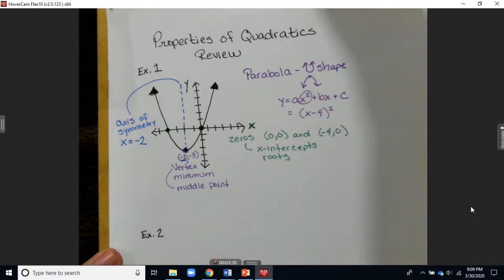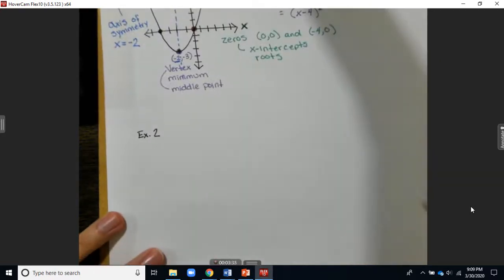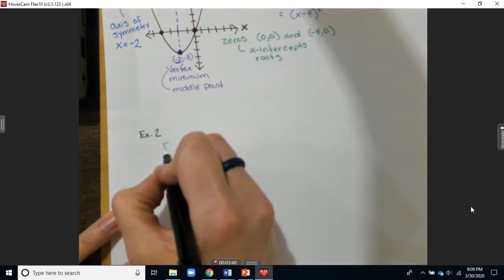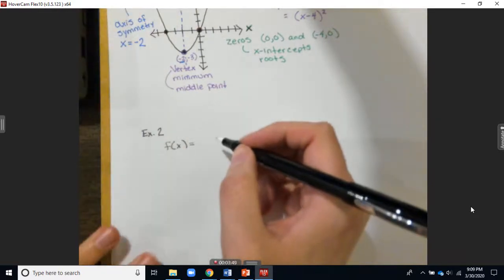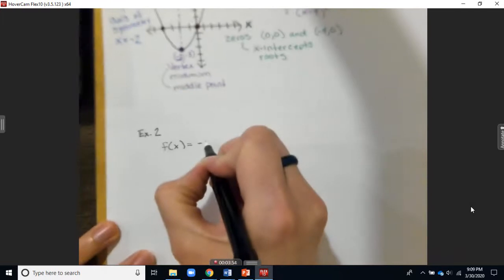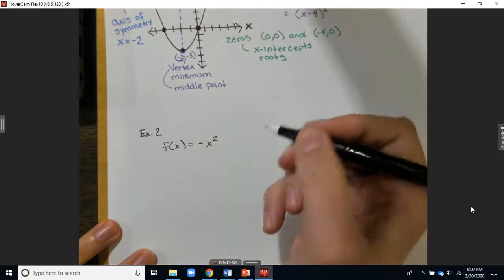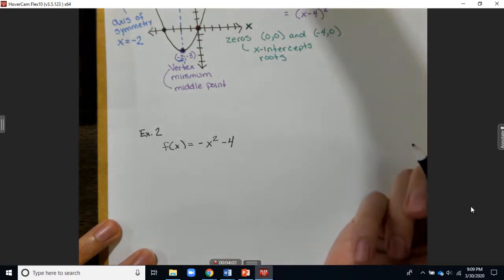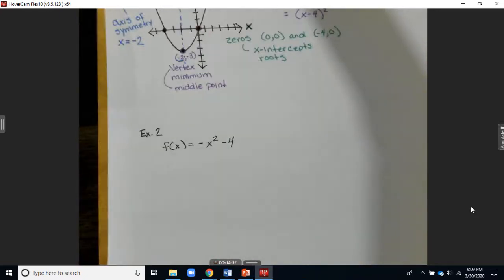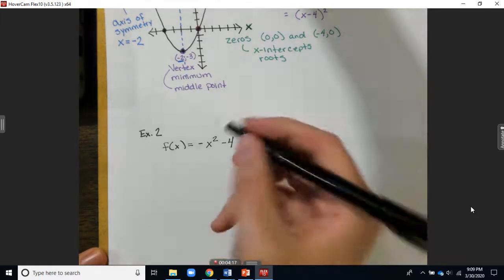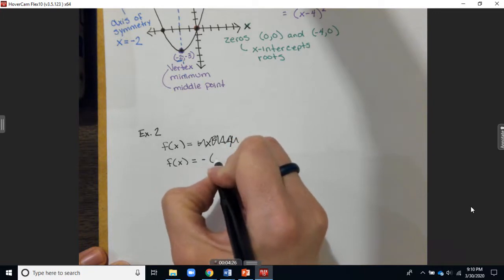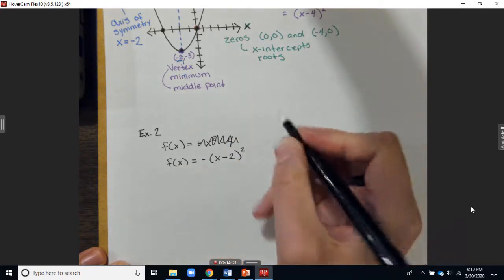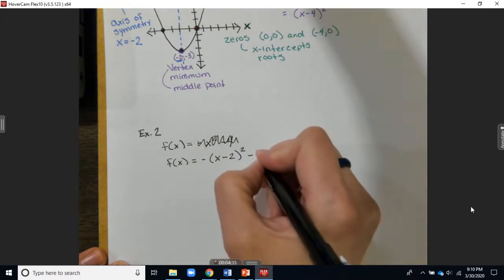Now, I want to show you something else. So if I have, I'm going to make up an equation here for example 2. So if I say f of x equals negative x squared minus 4. Okay, negative x squared minus 4. And I want you to list the different pieces. Actually, let's do this. Let's do f of x equals negative x minus 2 squared minus 4. Let's see what that looks like.